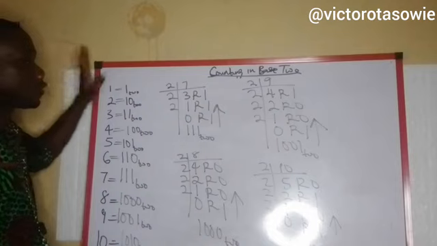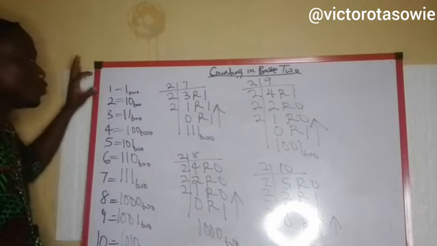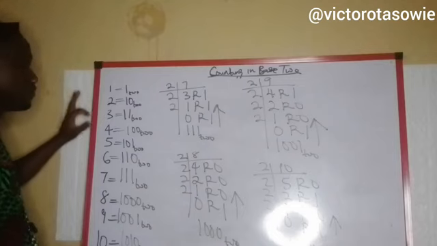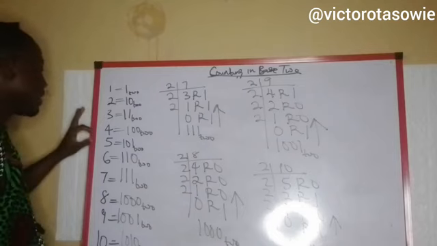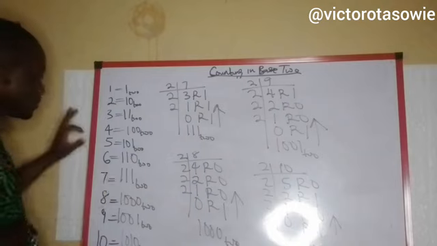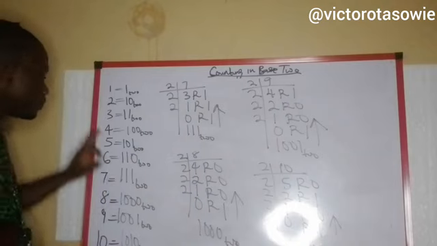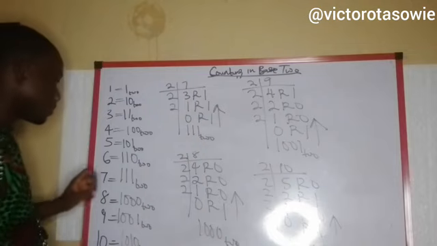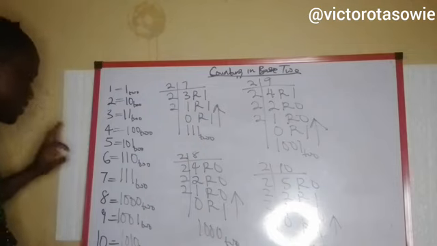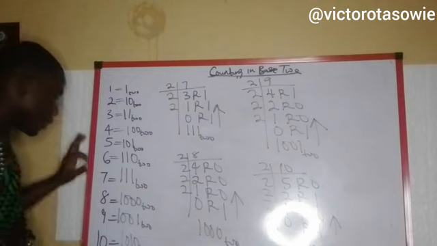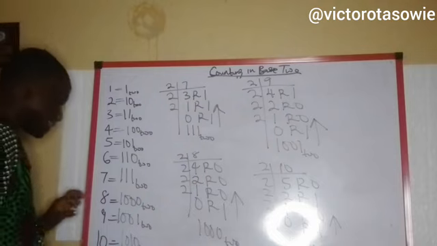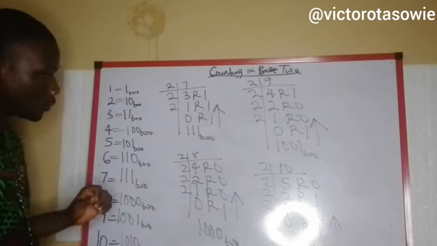So 1 is 1 base 2. 2 is 1, 0 base 2. 3 is 1, 1 base 2. 4 is 1, 0, 0 base 2. 5 is 1, 0, 1 base 2. 6, 1, 1, 0 base 2. 7, 1, 1, 1 base 2. 8, 1, 0, 0, 0 base 2. 9, 1, 0, 0, 1 base 2. And 10 is 1, 0, 1, 0 base 2.